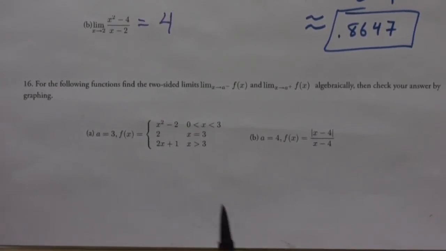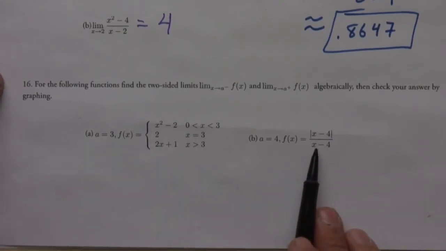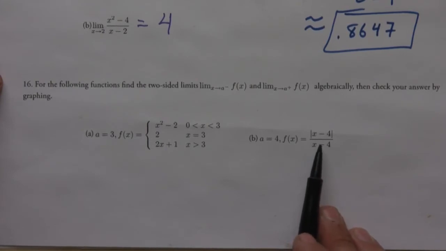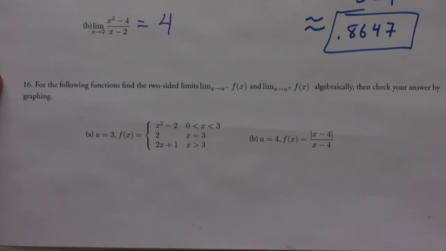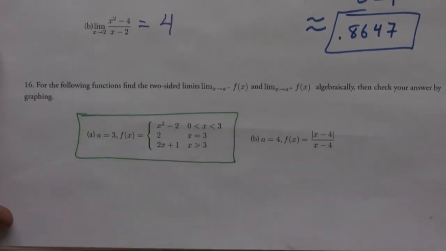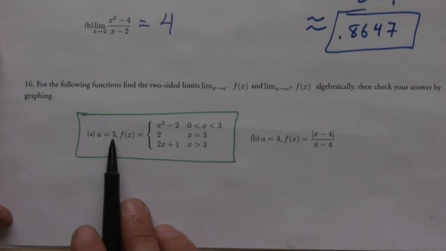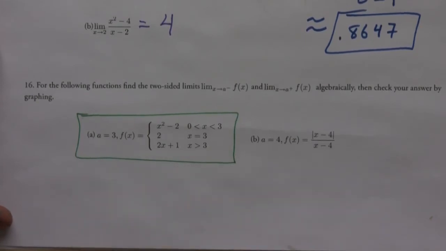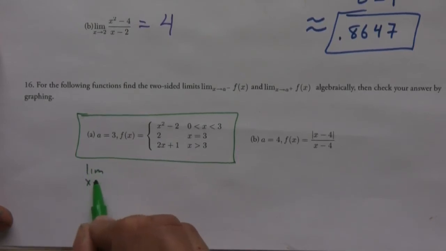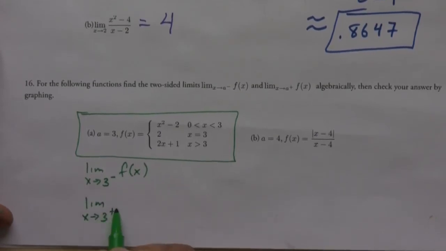Okay, so for the next two problems, we have a piecewise function here, and this one we're going to have to convert into a piecewise function so that we can see what the limit is. Let's do this one first. The idea is that we want to find the limit as x approaches a from the left and from the right. So for this one, a is equal to 3. So we're looking for the limit as x approaches 3 from the left and the limit as x approaches 3 from the right.